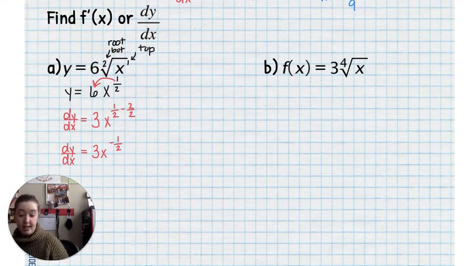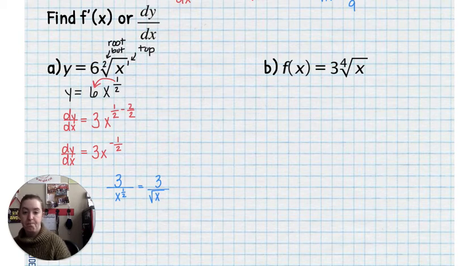So you can leave it like that if you'd like. You can also leave it as 3 over x to the 1/2. That's also the same thing as 3 over the square root of x. Any of those would be fine. Those are all the same thing. All right, let's look at the next one.